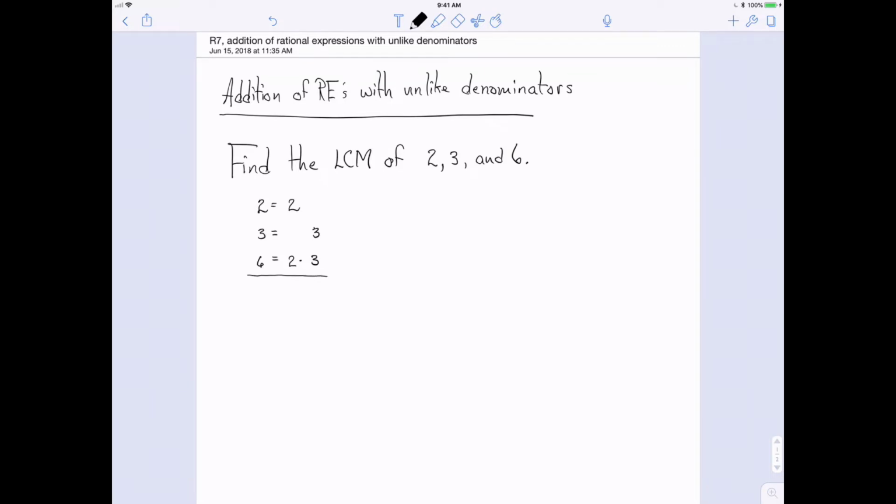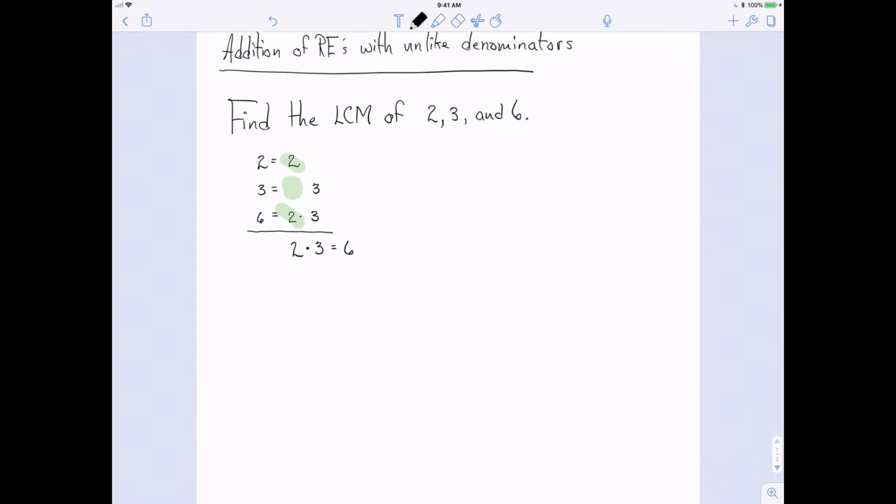So for our lowest common multiple, we check each column. In the column of 2's, we have 1, 2 for the 2, 0 2's for the 3, and 1, 2 for the 6, so we need 1, 2. Then we do the same thing for the 3 column: 0, 3, 1, 3. So our lowest common multiple is 2 times 3, or 6.